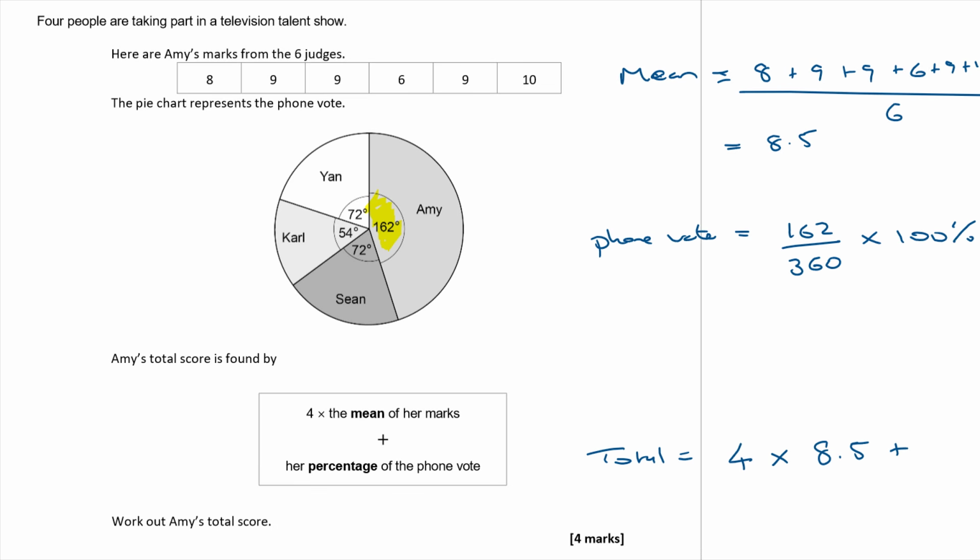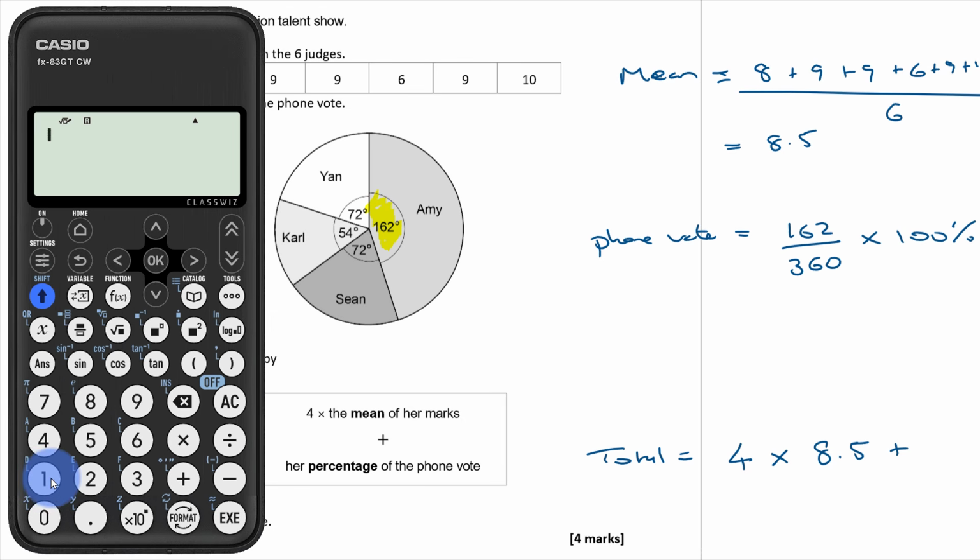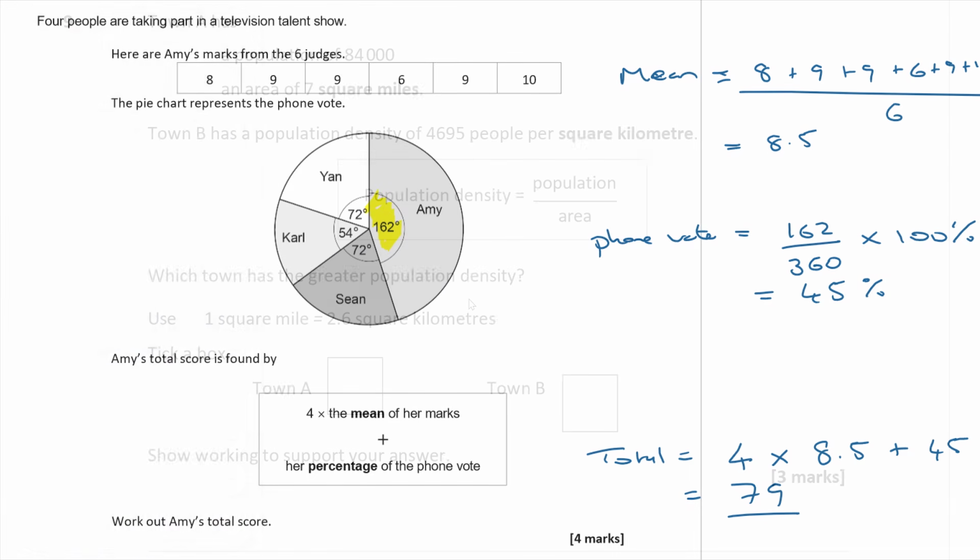Okay, so if we want to work it out as a percentage, we're going to have to work it as a fraction and then times by 100, and that's going to be our percentage then, isn't it? So what's that? 162 divided by 360 times 100. That comes out to be 45%. Okay, so we're going to do 4 lots of 8.5 plus the 45 then, and that's going to be her total score. So 45 plus 4 lots of 8.5 comes out to be 79 altogether. So that's her score, 79.